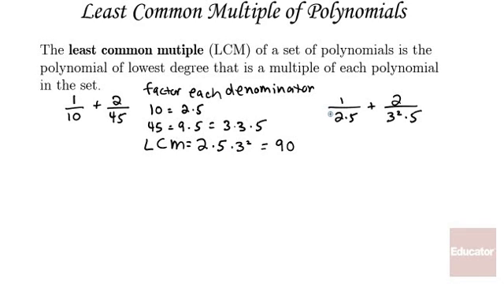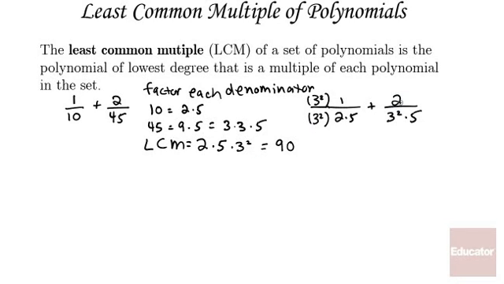If I want to end up with a 90 here, I need to multiply the denominator by 9 or by 3 squared. But I can't just multiply the denominator by 3 squared. I have to multiply both the numerator and the denominator by 3 squared. Otherwise, I'm going to be changing this whole expression. Here, I have 3 squared over 3 squared. That cancels out. That's just 1. So I'm allowed to do that.